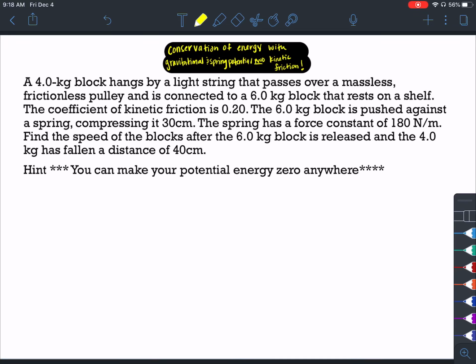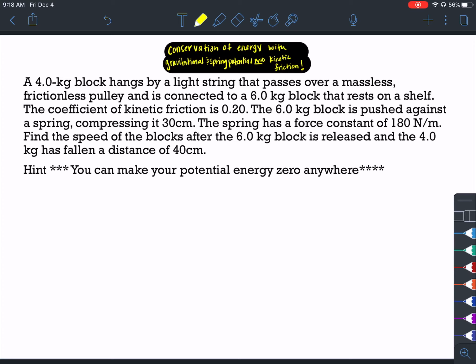So in this video, we are going to be going over this problem. It's a conservation of energy problem that includes both gravitational and spring potential energy and thermal energy lost due to kinetic friction. So on this page, we have the problem, and then we're going to scroll over to see what this actually looks like.